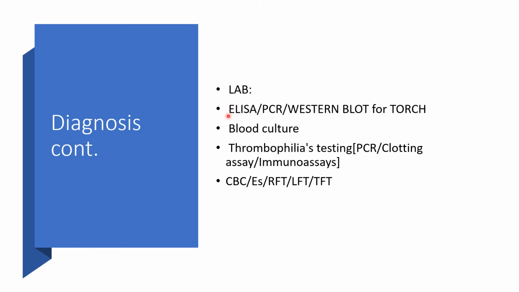We can have enzyme-linked immunosorbent assay or polymerase chain reaction, Western blot, or anything like that, just to rule out all the viral infections and other agents that could be suspected to be the culprit here. We can have blood culture done, thrombophilia testing, clotting assays, and immunoassays. We can have complete blood count, electrolytes, renal function test, liver function test, and thyroid function test done.